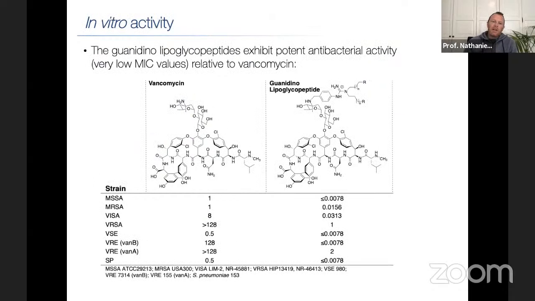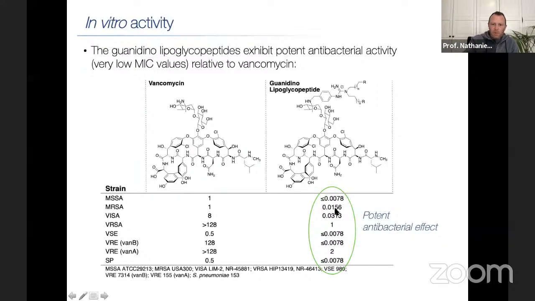And here you see, first of all, some in vitro activity associated with these compounds. Here I'm comparing, on the left, vancomycin with one of our guanidino lipoglycopeptides on the right. And below you see the in vitro MIC values. These are the minimum inhibitory concentrations required to kill the strains indicated. You can see for methicillin susceptible or methicillin resistant Staph aureus, vancomycin has a reasonable MIC of 1 microgram per mil. This is certainly clinically useful.